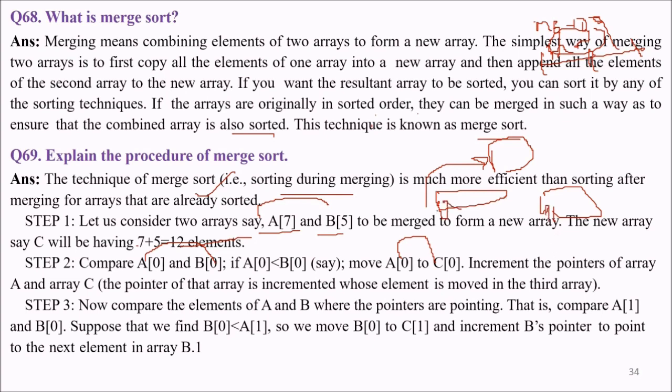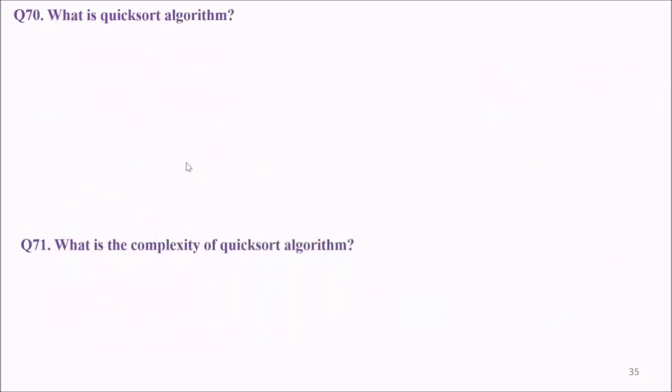So we compare A1 with now B0. Suppose B0 is less than A1. We now move B0 to C1. C0 has already been taken by A0. So we move B0 to C1 and then increment B's pointer to point to the next element, B1. So this is how it is done.